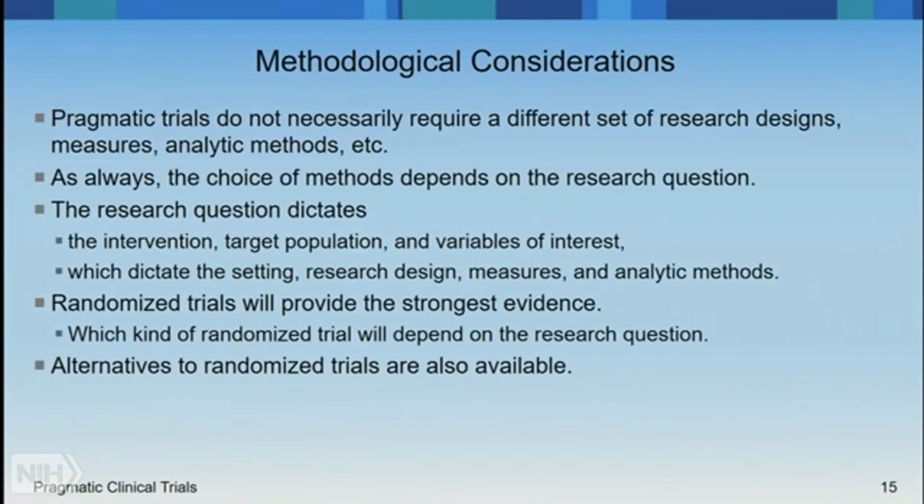I would argue that pragmatic trials don't need a special set of research designs or measures or analytic methods, that we can use many of the methods that we use for other kinds of studies, and always the choice of the methods depends on the research question. So the research question dictates the intervention. That's a critical part in deciding what kind of design we're going to use. The target population, the variables of interest, those in turn dictate the setting, the design, the measures, the analytic methods.